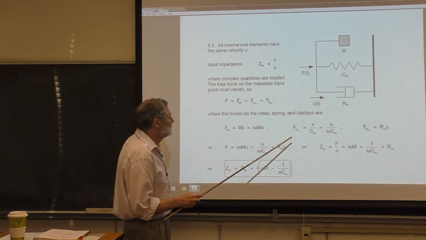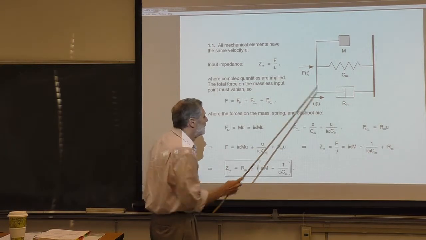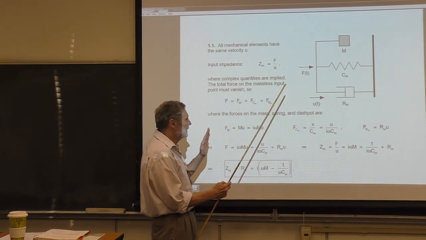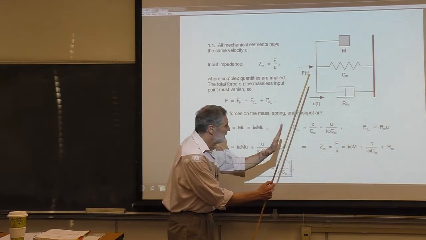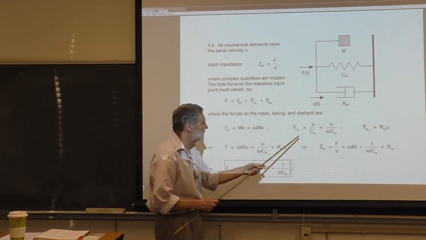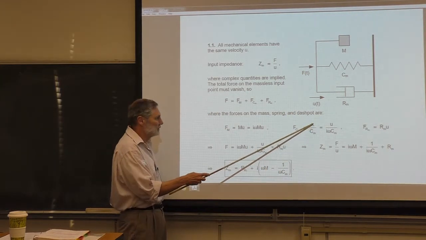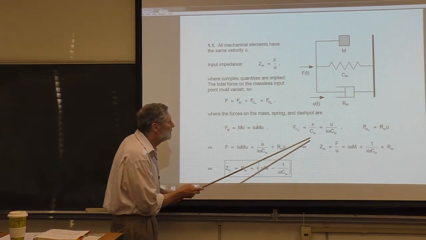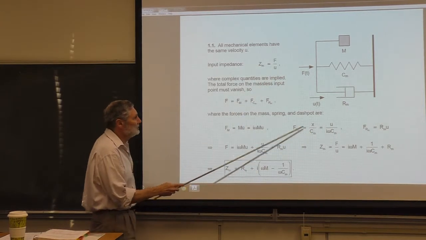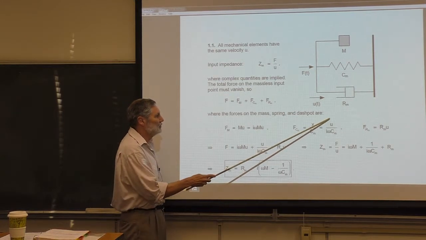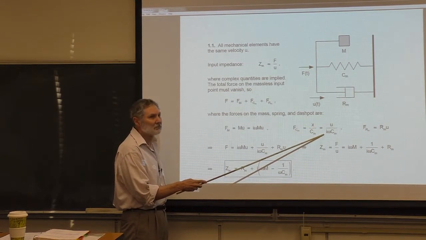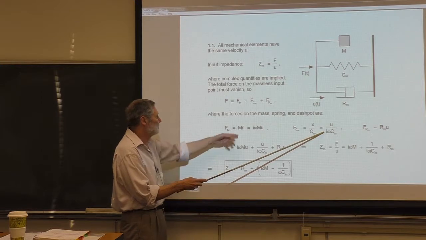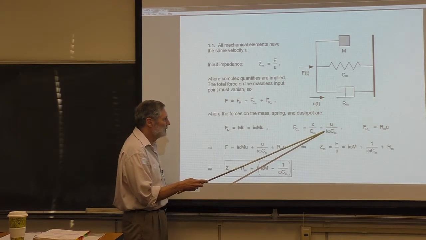The force on the spring here is, if I do a positive X, I compress the spring, I'm exerting a positive force, so it's just the displacement over the compliance, right? We're headed towards impedance, so I'm going to express this X as U divided by i omega, the time integral, the opposite of the derivative.